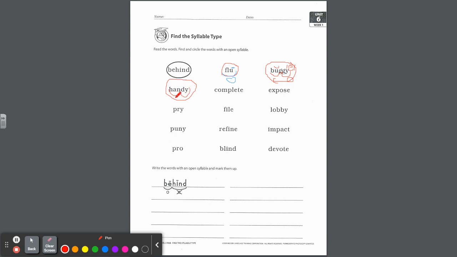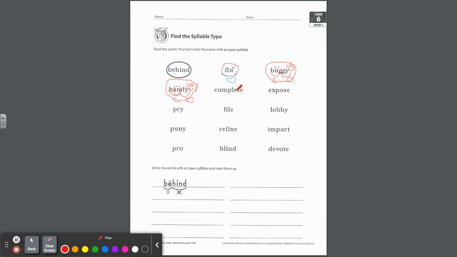Han is just closed, and we have that A-N fan. You can just box that in. Okay. And then D is open because that Y sounds like, again, a long E. You can mark that down below as well.